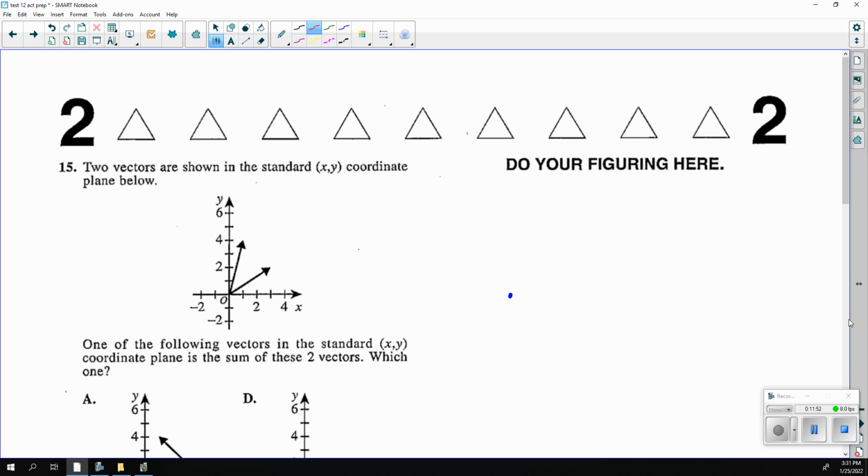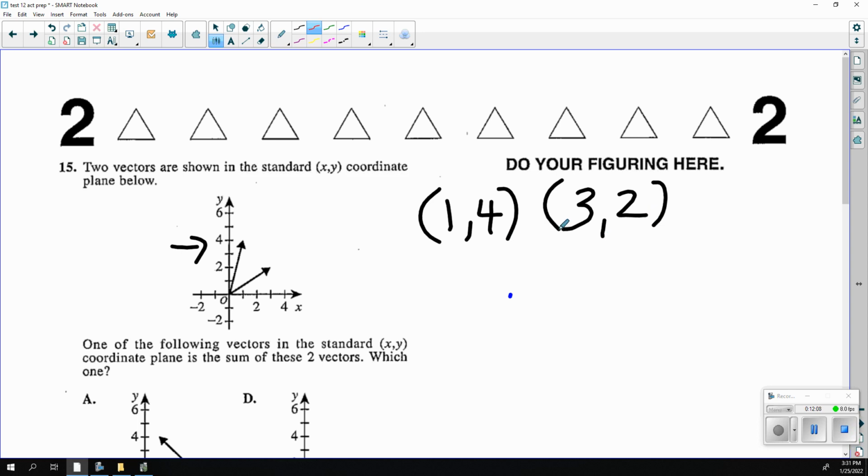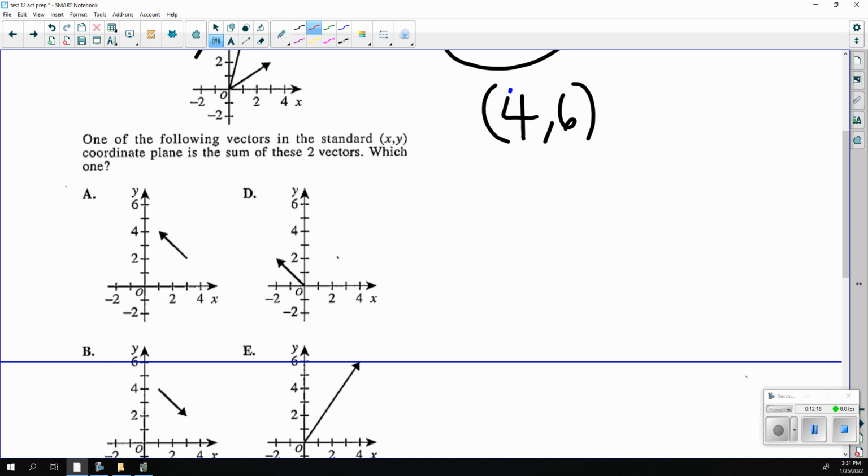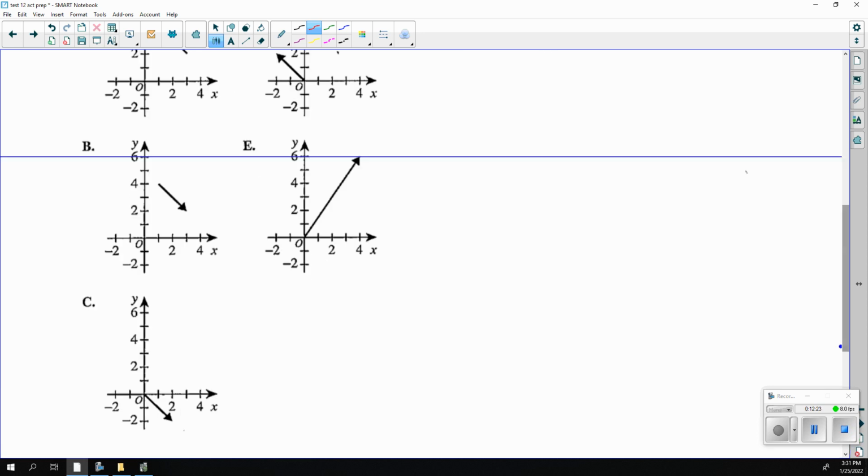Vector sums has been coming up a lot. If you look at this first vector, think about it in terms of its movement. It's 1 to the right and 4 up. And the second vector is 3 to the right and 2 up. So when you add them, what do you get? You get 1 plus 3 is 4, and 6. So you're looking for something that goes 4 to the right and 6 up, and the only one close to that is E.